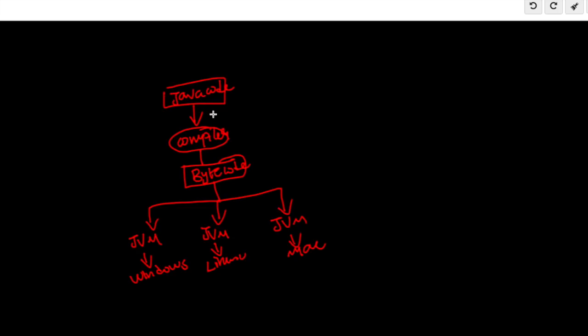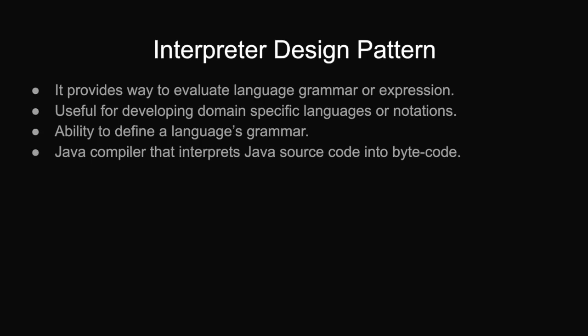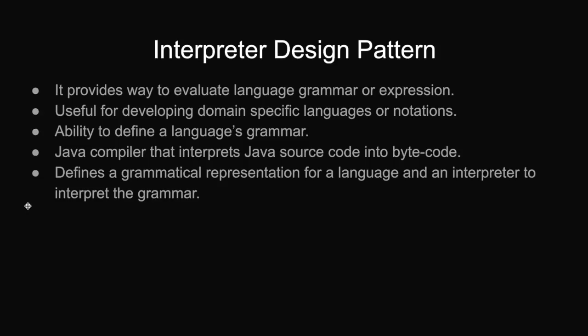Here the interpreter is acting at two ends. One is at the compiler end and the other at the JVM. The interpreter in the compiler is used to convert Java source code to bytecode, and the interpreter in the JVM is used to execute the bytecode on various platforms. So in our real life itself we are using interpreters at various points. And then it defines a grammatical representation for a language and an interpreter to interpret the grammar.